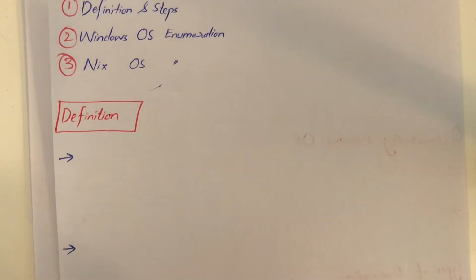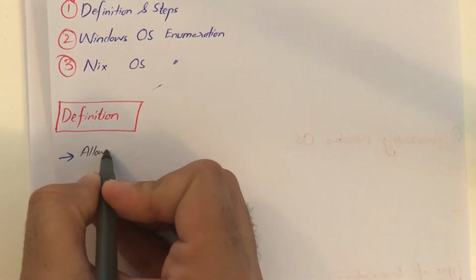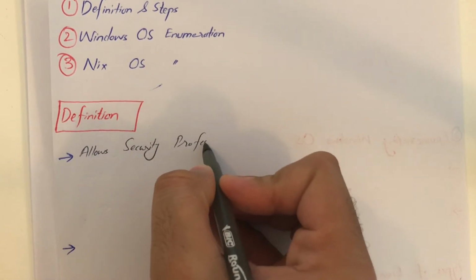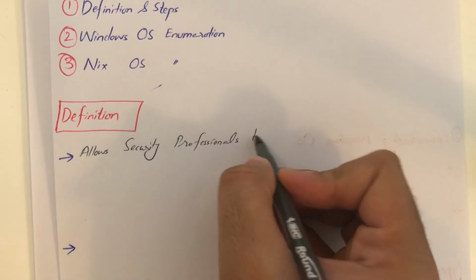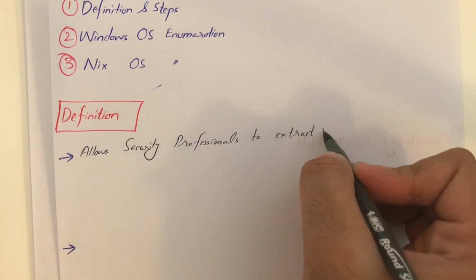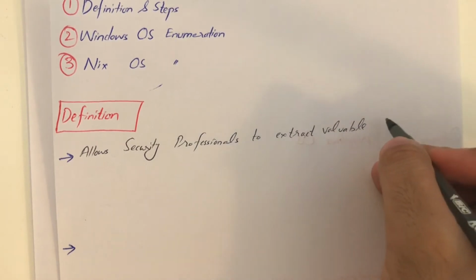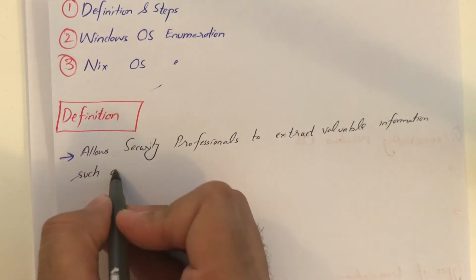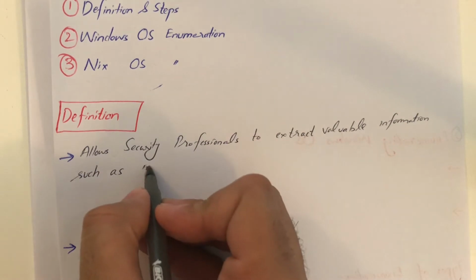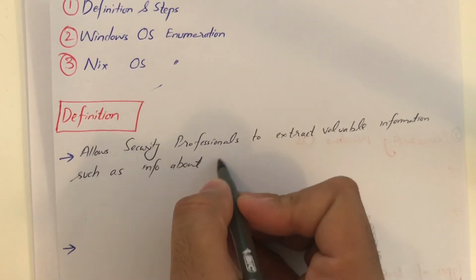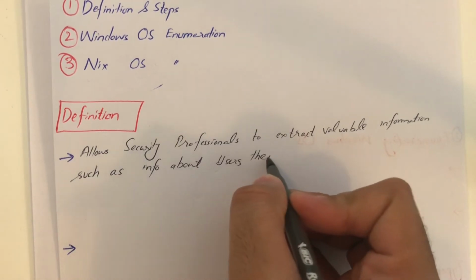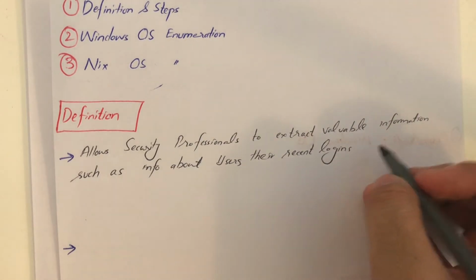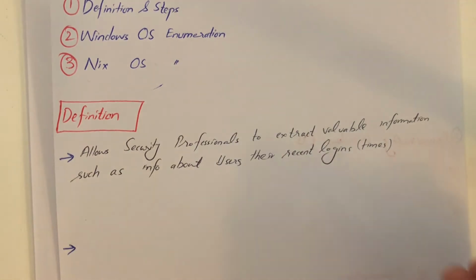So the definition of enumeration is basically it allows security professionals to extract valuable information such as information about users, their recent logins, times, how many times they actually log on, etc., etc.